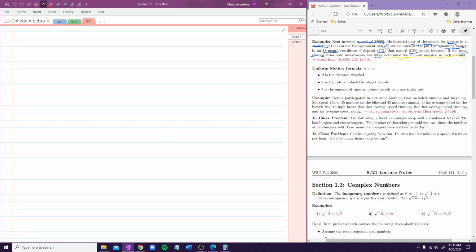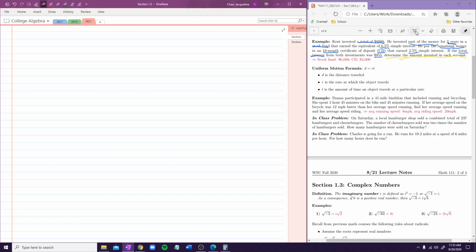First things first, we're just going to read it. Donna participated in a 41-mile biathlon that included running and bicycling. She spent an hour and 45 minutes on the bike and 45 minutes running. If her average speed on the bicycle was 12 miles per hour faster than her average speed running, find her average speed running and her average speed riding.